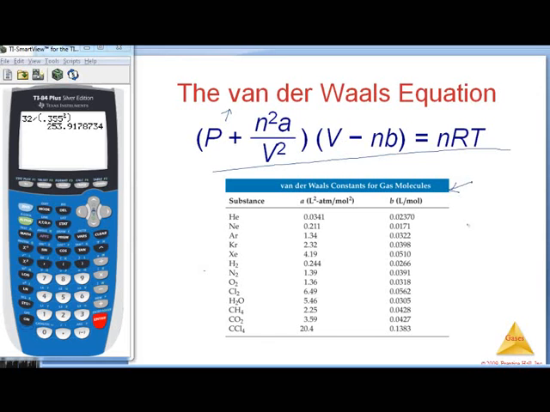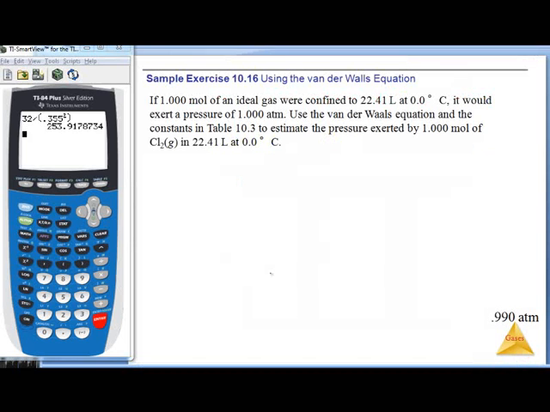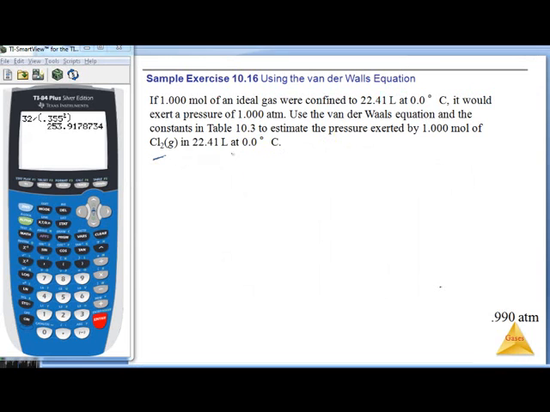Okay, so let's take a look at using this equation, and it's not as bad as it looks. It's just rearranging the equation and plugging the information in. Alright, so if I have 1 mole of an ideal gas confined to 22.4 liters at 0 C, it would exert a pressure of 1 atmosphere. If I use the van der Waals equation and the constants in the table that we just looked at, estimate the pressure exerted by 1 mole of this chlorine gas, it's chlorine specifically, in 22.4 liters at 0 C.